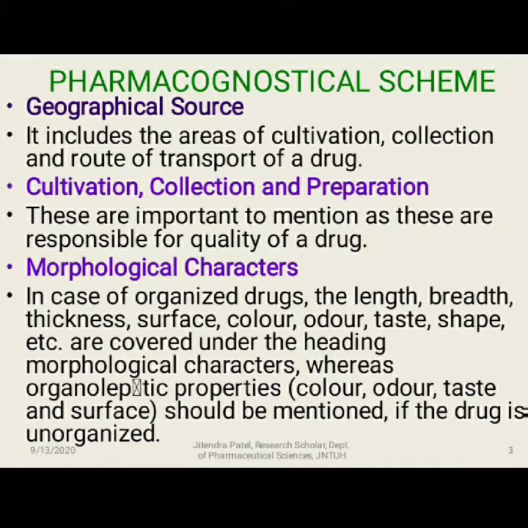Coming to the fourth point, morphological characters of crude drug, right? In case of an organized drug, the length, width, thickness, surface, color, odor, taste, shape, etc. are covered under this heading. Suppose an organized drug, for example, senna is known as an organized drug, where the histological characters are in an organized manner.